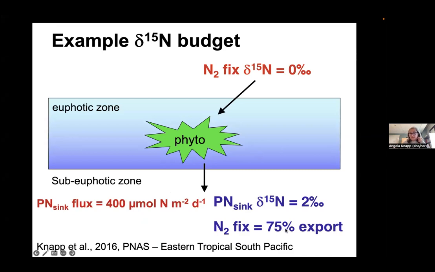Because our delta N15 budget is telling us how important N2 fixation is for supporting that export, and this is the magnitude of that export. So when we multiply those, we get a strictly geochemically based N2 fixation rate. So in this system, we would estimate that nitrogen fixation rates were 300 micromoles of nitrogen per meter squared per day, okay? So this is something that we've done in a bunch of places.